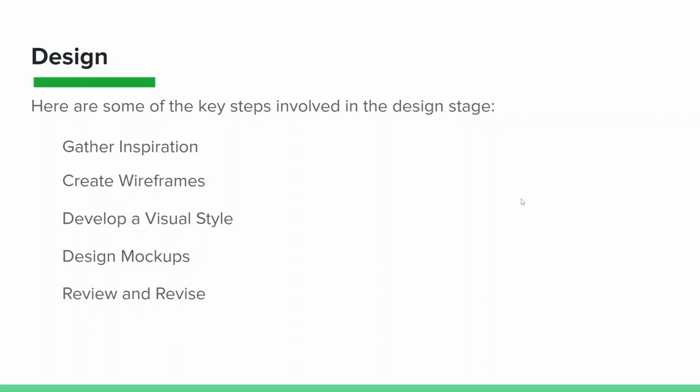Next stage would be to review and revise. Once the initial design mockups are complete, they should be reviewed and revised based on feedback from the client or stakeholders. This can involve making adjustments to the layout, color palette, typography, or other elements of the design. And lastly, you want to finalize the design. Once the design has been approved, it's time to finalize the design files and prepare them for development. This can involve creating style guides or design specifications that outline how the design should be implemented in the code.